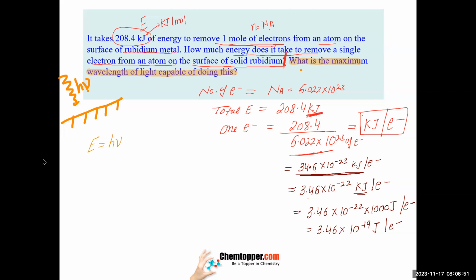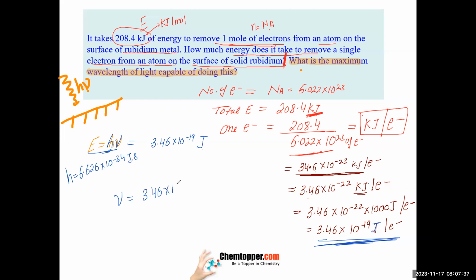Do you have the energy of one photon? Do we have? Yes, this one. This is for one photon, isn't it? Now you can understand why we were doing all these things. And joule is the SI unit. That's why I converted kilojoules to joules. Because the value of h, which will be given to you, has units of joule seconds. So this E should be in joules, right? So it is 3.46 times 10 raised to the power minus 19 joules. So what is ν?